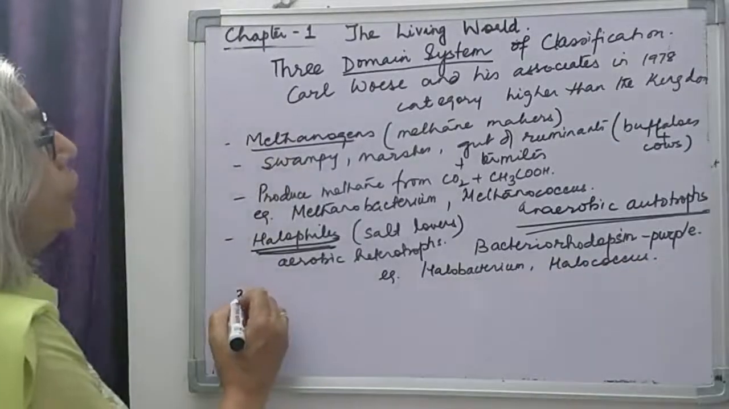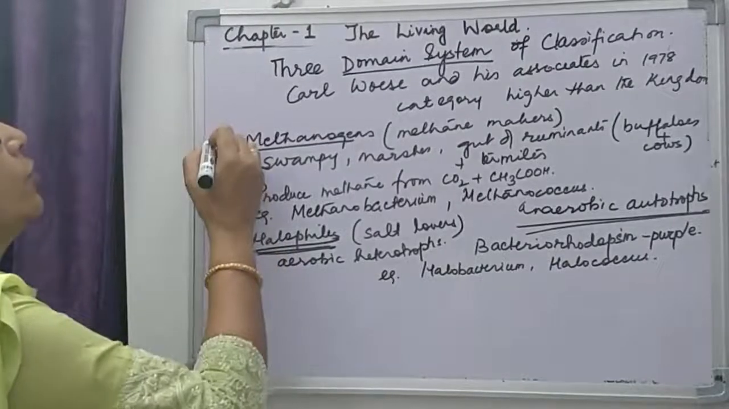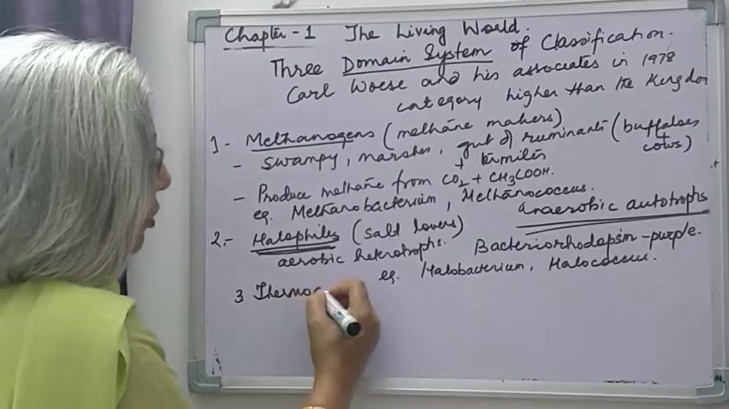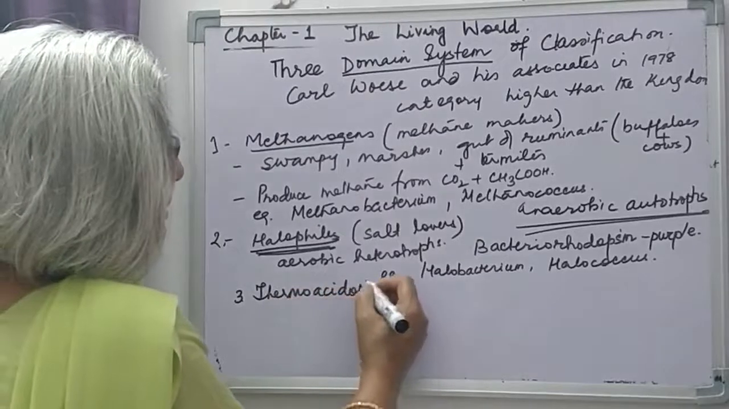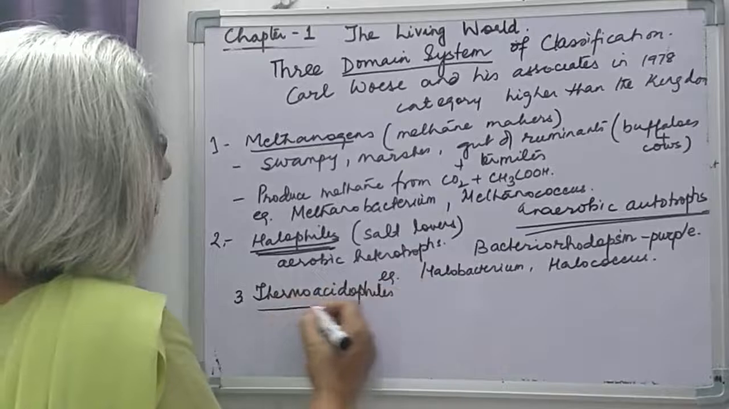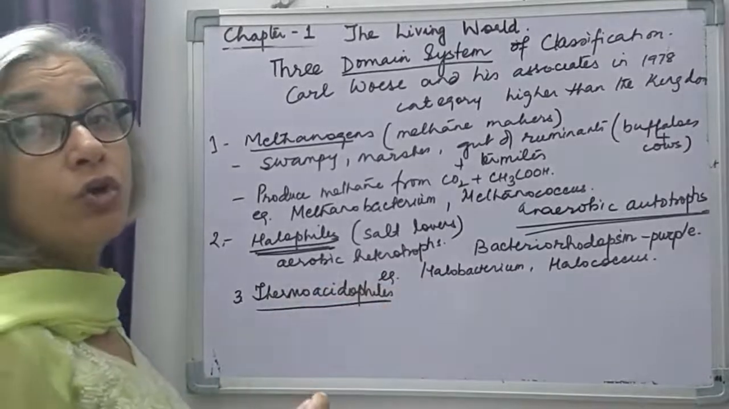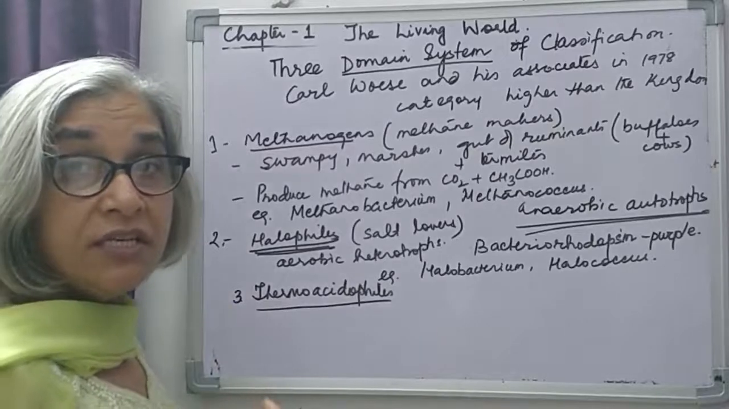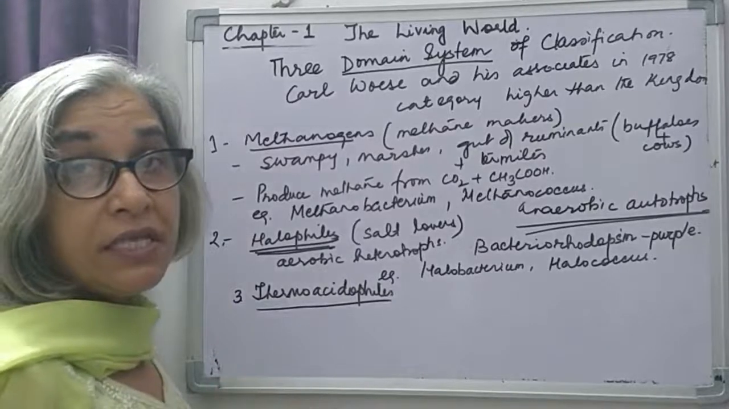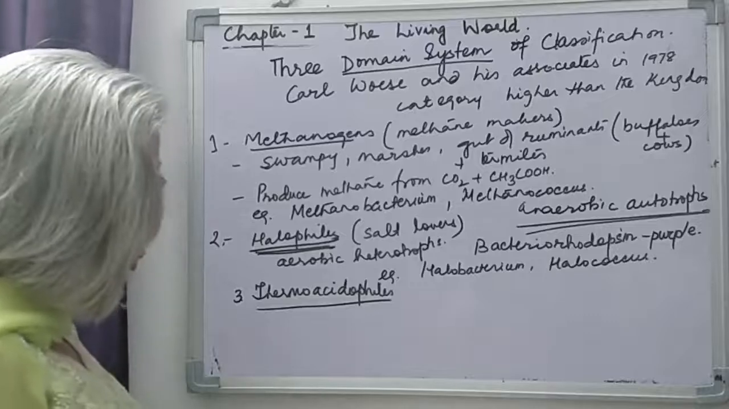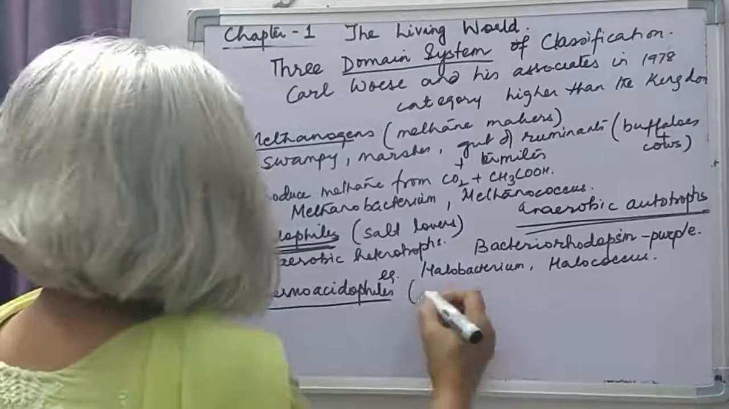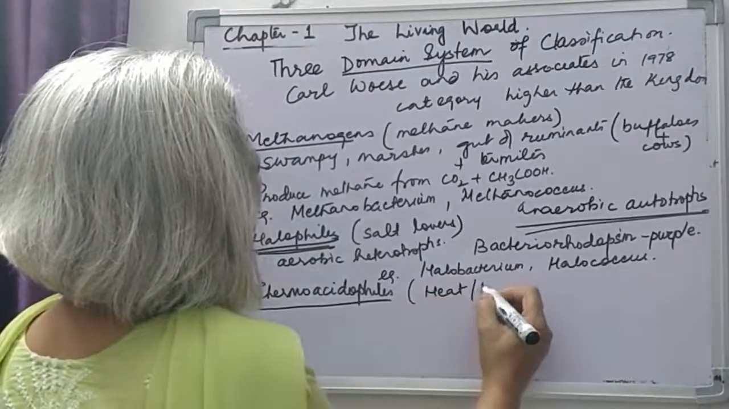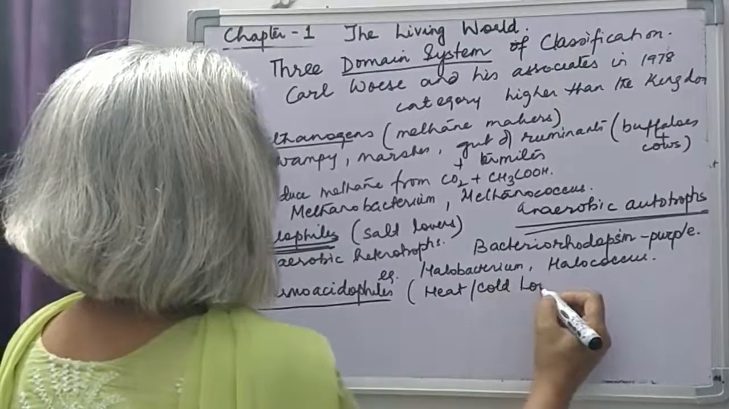Then the third group, this was the second group, this was the first group. The third group are the thermoacidophiles, which can tolerate a lot of heat. They can be found in regions ranging 80 degrees Celsius to 100 degrees Celsius temperature, found in hot springs. The term thermoacidophiles means heat and cold lovers.